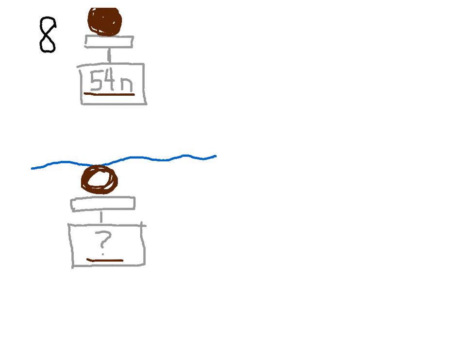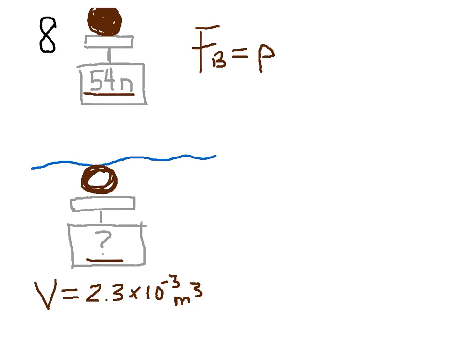We only know that this rock has a weight of 54 newtons, but it also has a volume of 2.3 times 10 to the negative 3 cubic meters. If we know the volume of the rock, we can figure out the buoyant force that acts on the rock. Buoyant force, FB, is equal to the density of the fluid, gravity, and the volume of the fluid displaced by the rock.